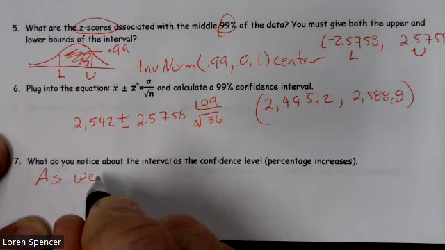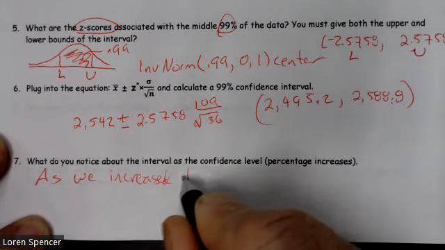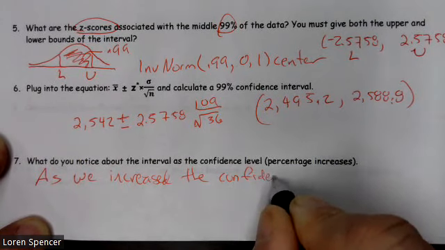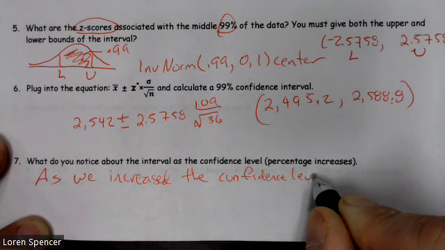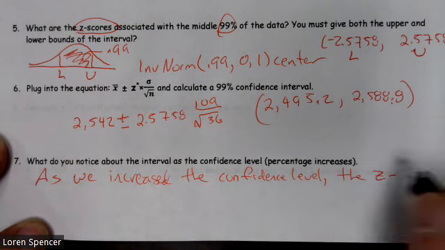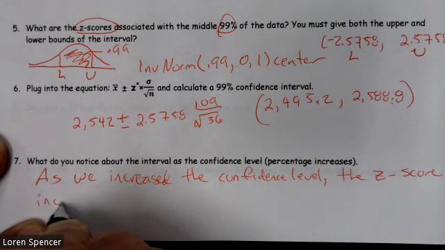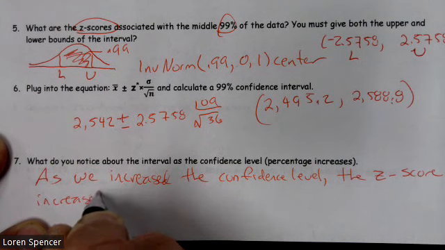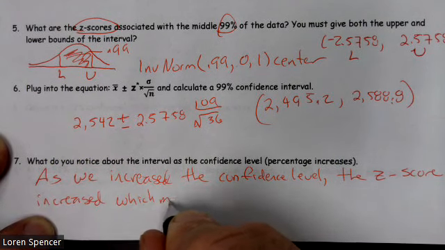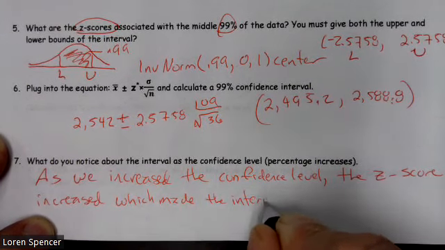So what did we notice? As we increased the confidence level, the z-score increased, which made the interval wider.